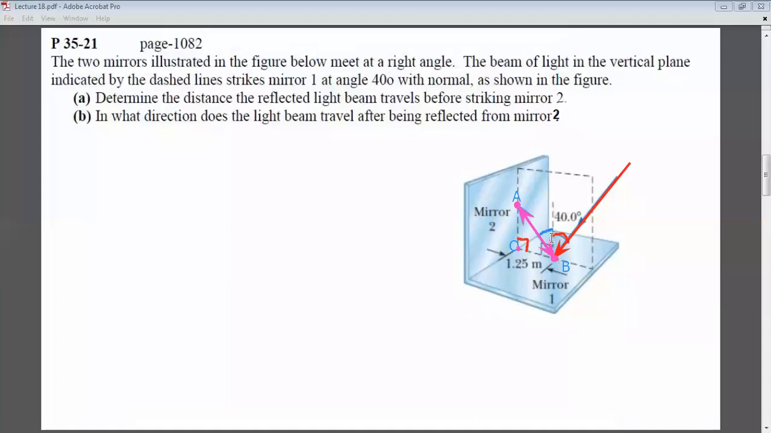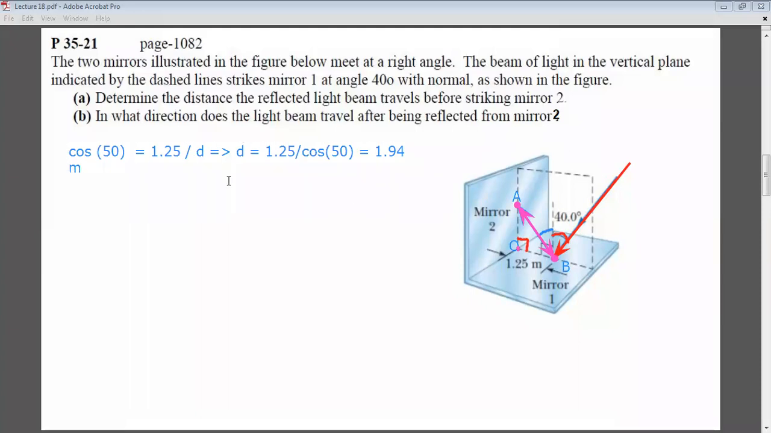This angle up is 40, so this angle here is 50, because the sum of the two is 90. If I take the cosine of angle 50 inside this triangle, the cosine is equal to the adjacent side, which is 1.25, divided by the hypotenuse AB, which is the distance D that the question is asking me to calculate. So D is 1.25 divided by cosine 50, and this gives me 1.94 meters.